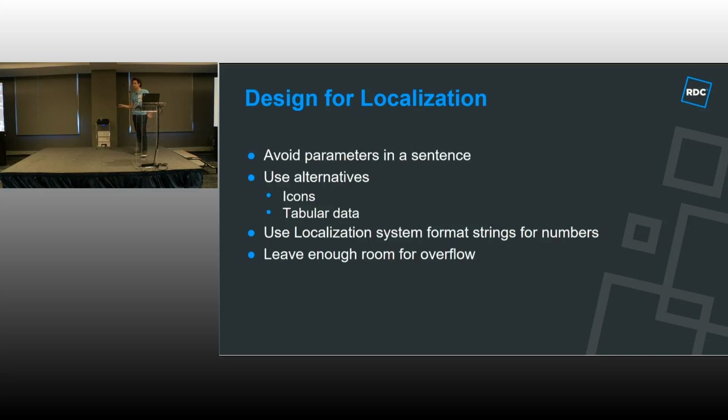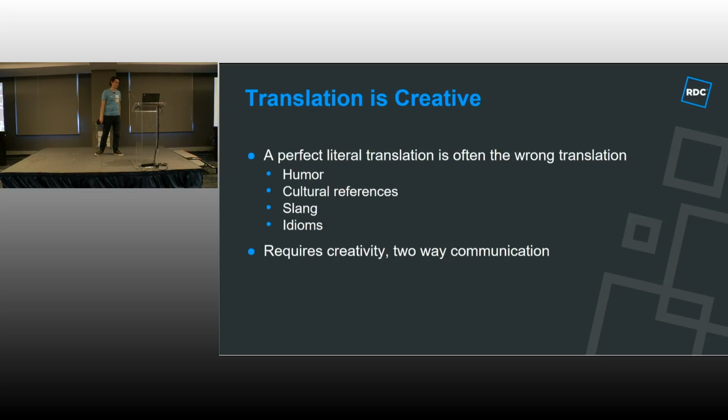So a quick overview of our design for localization tips is avoid parameters in a sentence where possible. If this is absolutely essential, you're going to have to do a lot more research. So just avoid it where you can. Where possible, it's easiest to just use alternatives like icons or tabular data, just like table-like presentations like our icon quantity. Use our localization system's format strings for numbers, and always make sure you leave enough room for overflow.